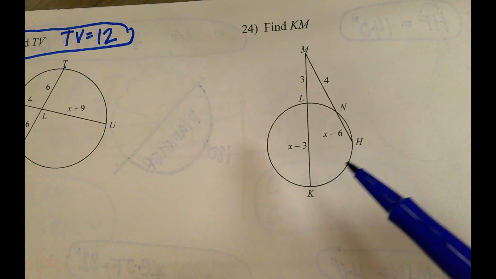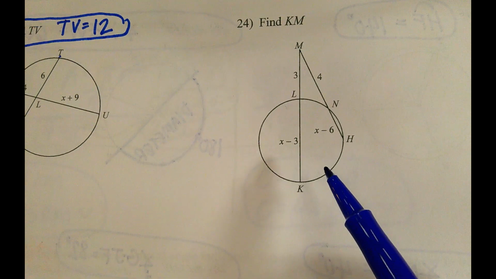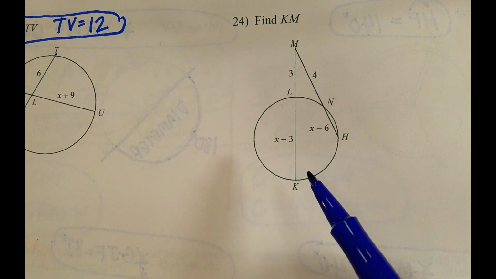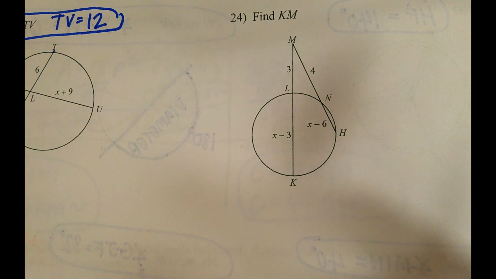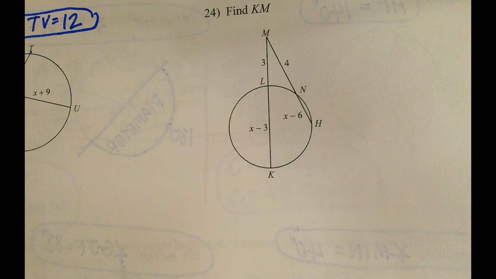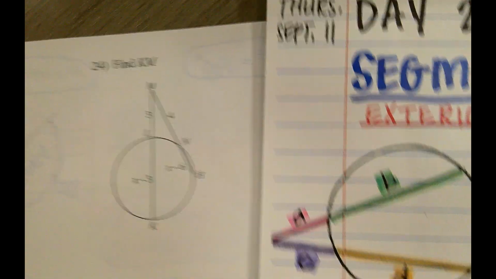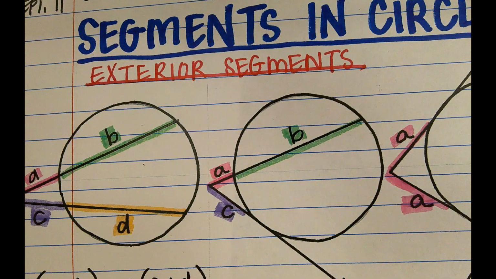Will I still use the interior segment formula for number 24? Are all my segments inside the circle? No, they are not. They absolutely are not. So I need to look at my note sheet and decide which formula to use.